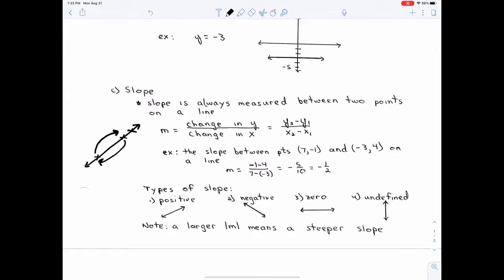What if you measure from this one to that one? You'll get the exact same slope. How about this one to that one? Same slope. How about this one to that one? Same slope. Doesn't matter. It's always from one point to another point on the line. It's from a point to a point. Okay? Make sure you're very clear on that. You're always going from a point to another point.